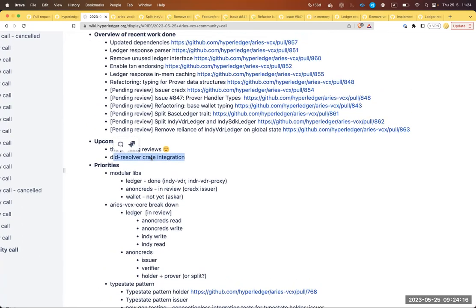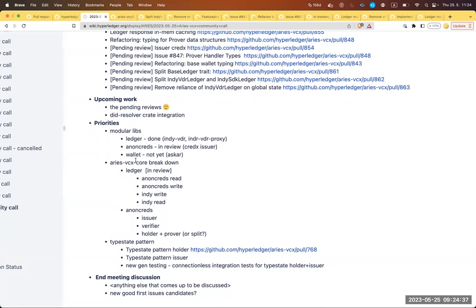I think I mentioned last week I want to work on the ID resolver integration. I didn't really have time to progress much on that front, so if anybody would want to pick that up, feel free to go ahead, just let me know, because I don't have much stuff down there.